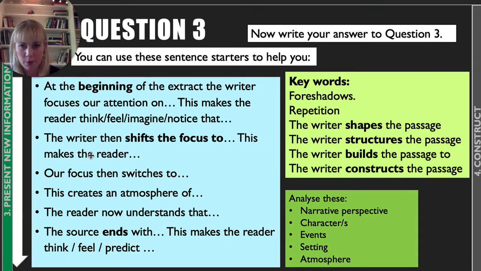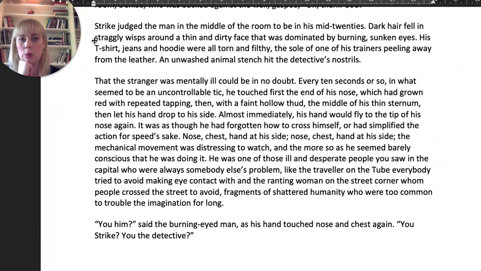So why do we shift from Strike as the detective arriving at his office to the man in the middle of the room? You may at this point want to go back to your extract and look for the quote that you could use to explain what the focus is for the middle part of the extract. What we can see is that we have the focus on the man in the middle of the room looking really dishevelled. So he looks a bit rough, he looks as if he hasn't looked after himself. And then we focus in the next paragraph on his mechanical movement and his strange behaviours.